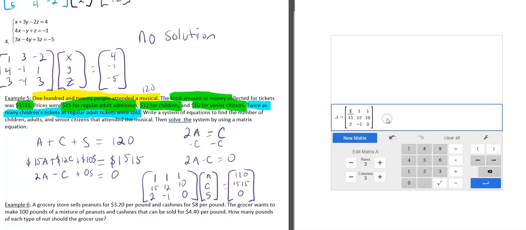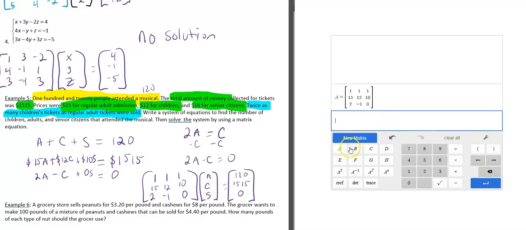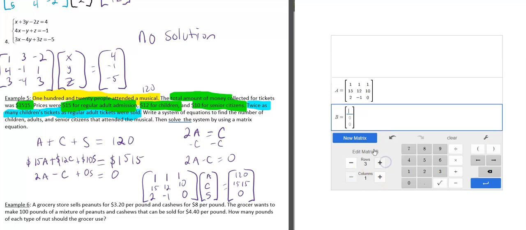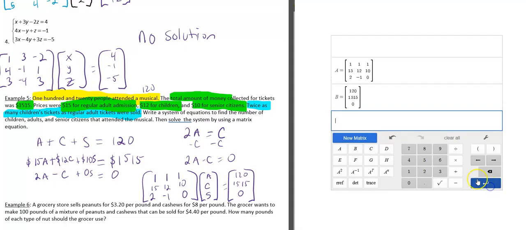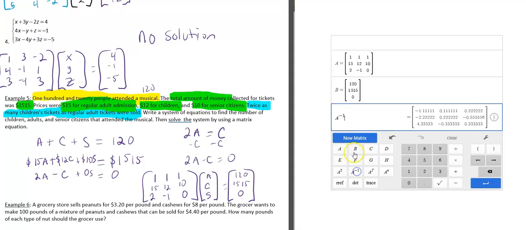And again, we want the inverse of that. Well, let me get B in first, our column matrix for our answers. It's just one column, 3 rows: 120, 1,515, 0. So A inverse times B. There we go.